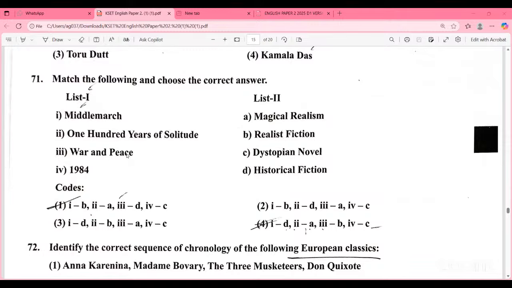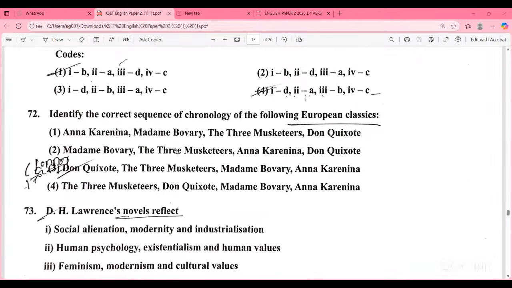1984, dystopian novel. War and Peace, historical fiction. 100 Years of Solitude, magical realism. Middlemarch, realist fiction. So 1B, 2A, this one. Option 1 will be the right answer because Middlemarch is realist fiction, 100 Years of Solitude is magical realism, War and Peace is historical fiction, and 1984 by George Orwell is a dystopian novel. Okay? Right.